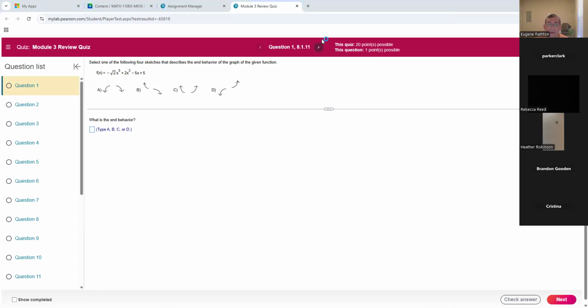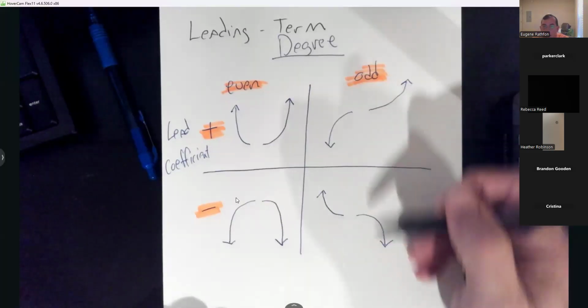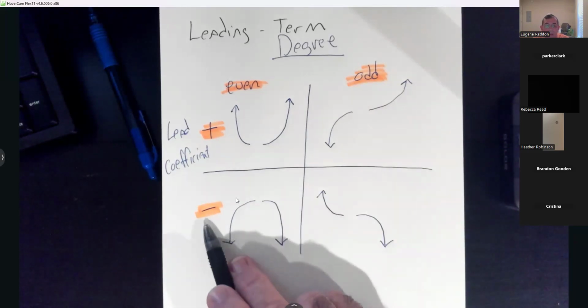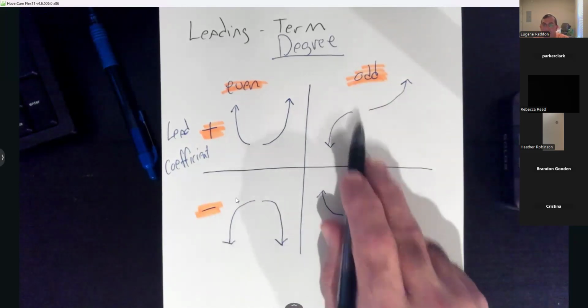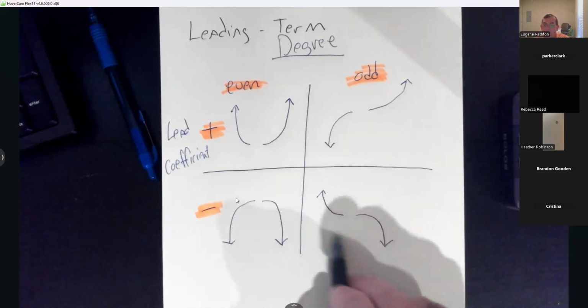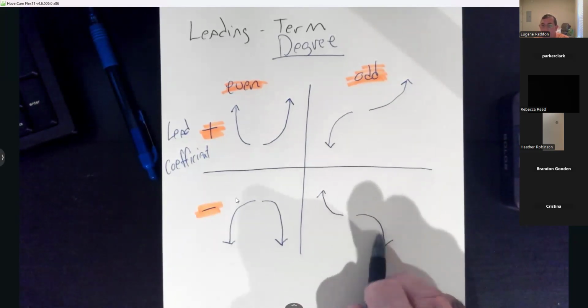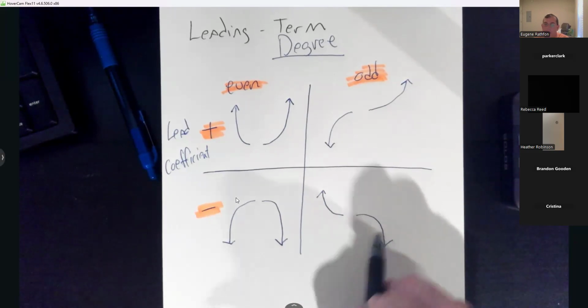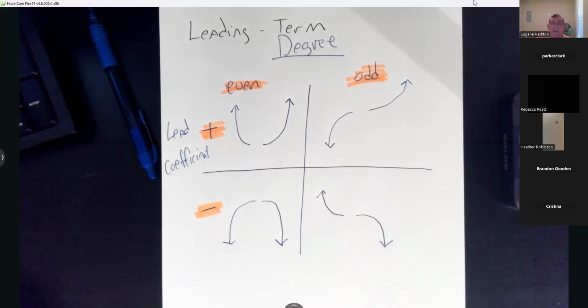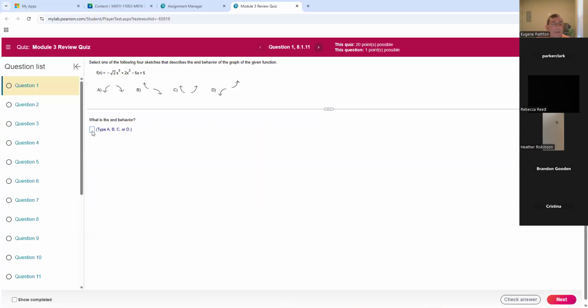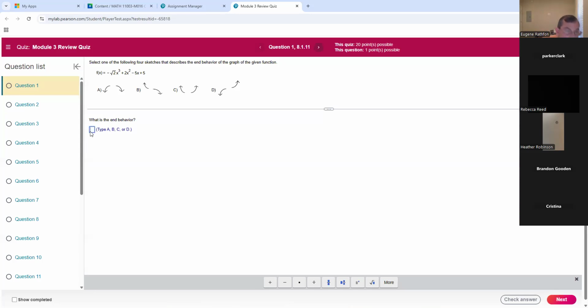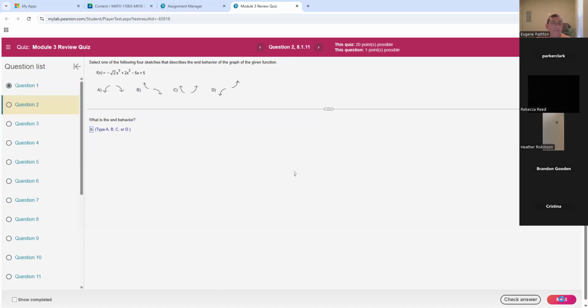So I'll look at my chart here. Odd is in the second column, and we had a negative lead coefficient. Since we're odd and negative, we need the choice that has the graph going downhill. All right, y'all, so I want a downhill, left to right graph. So I would pick B for that. So it looks like you actually got B in there. All right, and we go to the next.